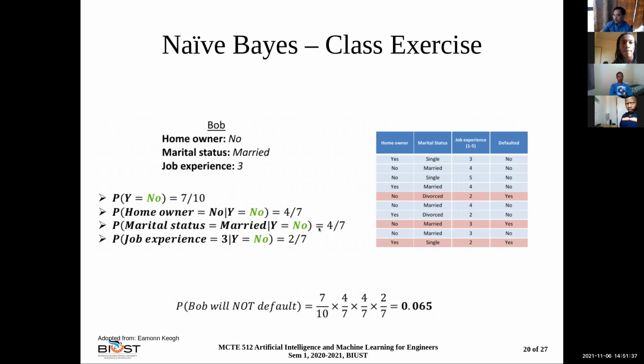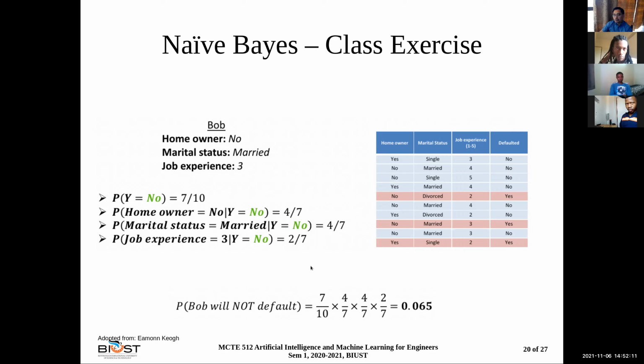Okay, and then for all those no that are married, that won't default but married: 1, 2, 3, 4. So also 4/7. Okay, for the job experience of exactly 3 years: no, job experience 3, that's 1. No, job experience 3, that's 2. So that's 2/7.